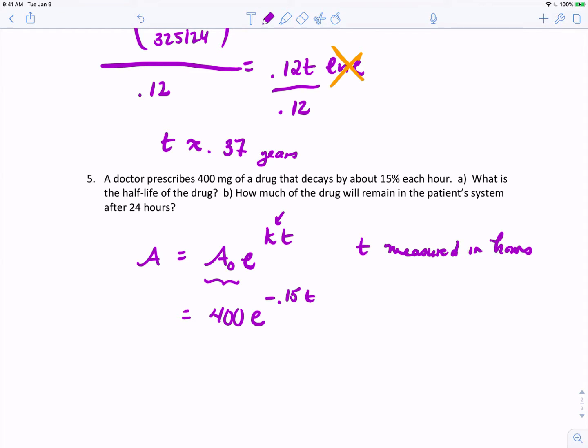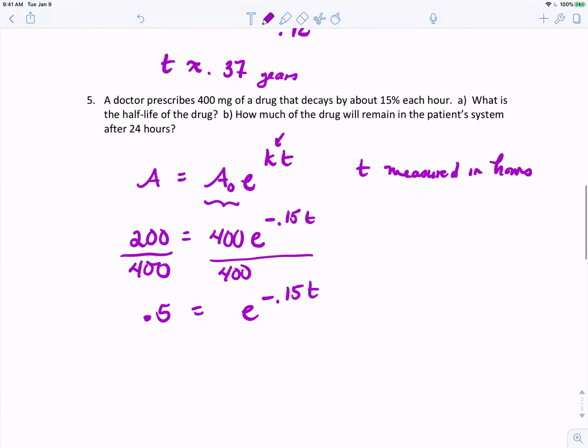If we're looking for the half-life of the drug, that means the final amount, if we start with 400 milligrams, will be 200 milligrams. All right, so we need to solve this equation for t. We'll start by dividing both sides by 400. And we now have the equation 0.5 is equal to e to the negative 0.15 t.